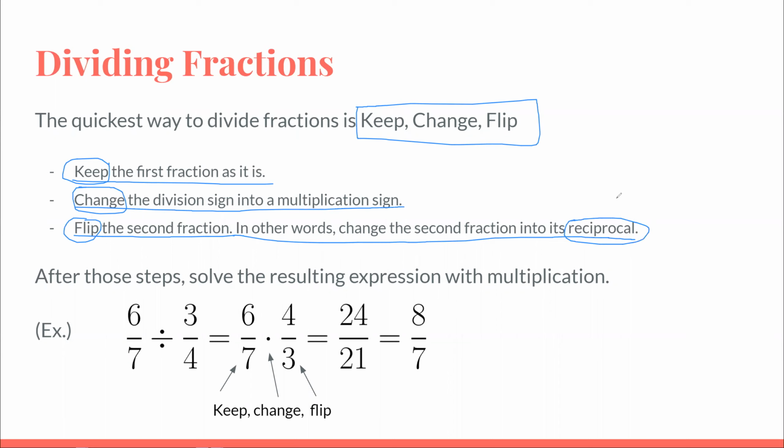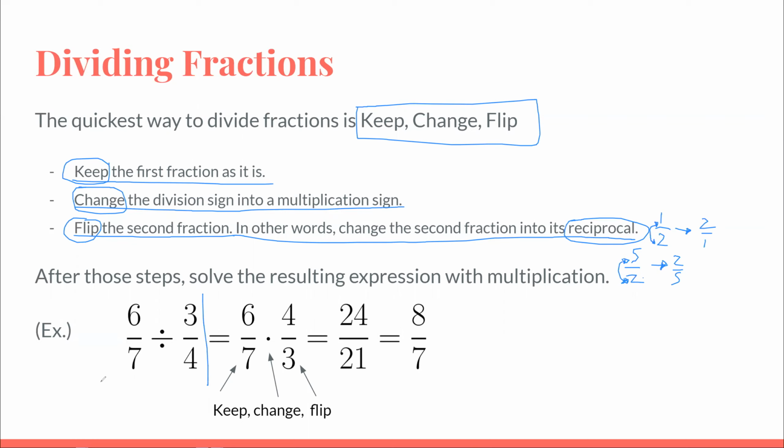So the reciprocal is basically like saying, let's say you're given a fraction 1 upon 2. The reciprocal of 1 upon 2 would be 2 upon 1, because you're just flipping the numerator by the denominator. So for another example, 5 upon 2, its reciprocal will be 2 upon 5, because you're flipping 5 and 2. So after those steps, solve the resulting expression with multiplication.